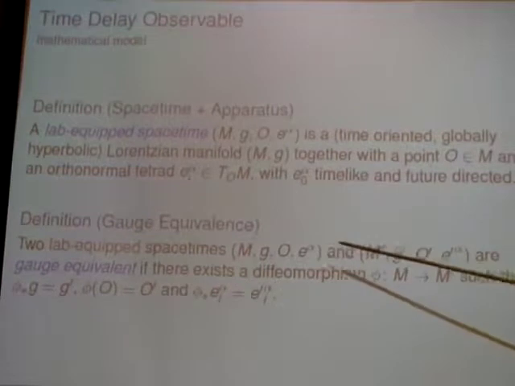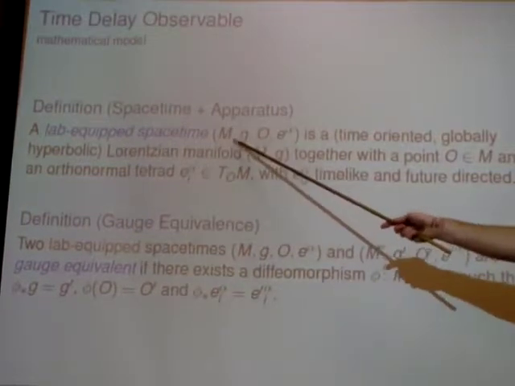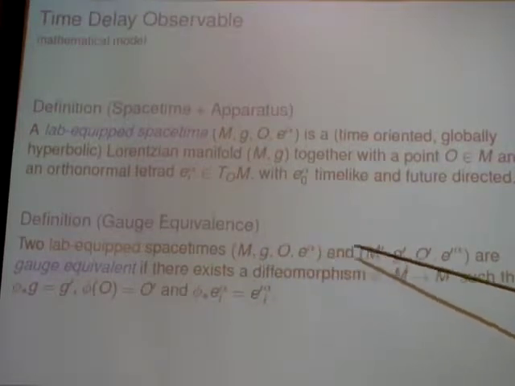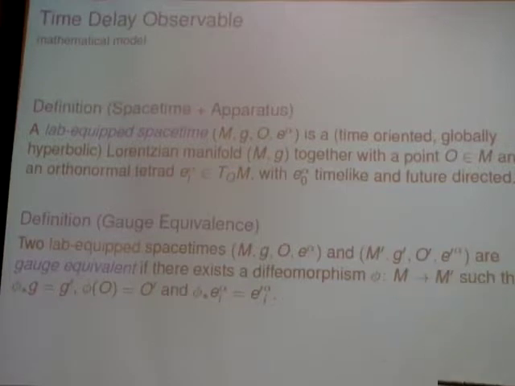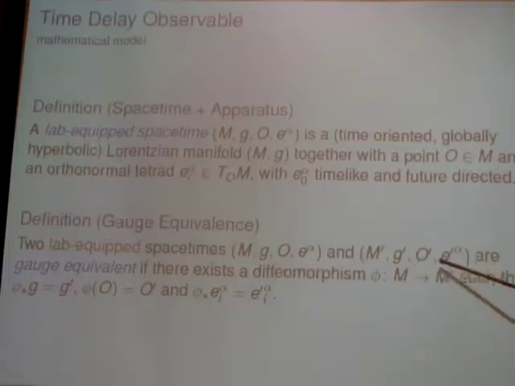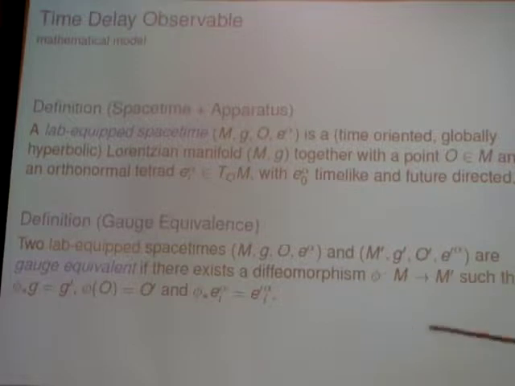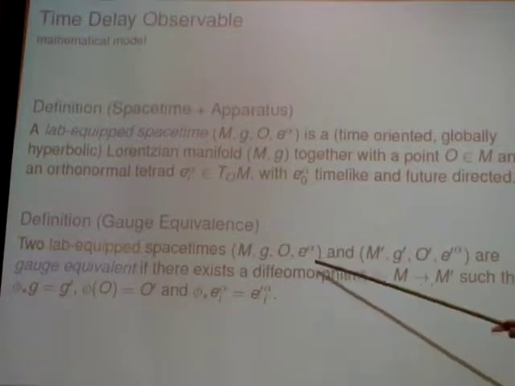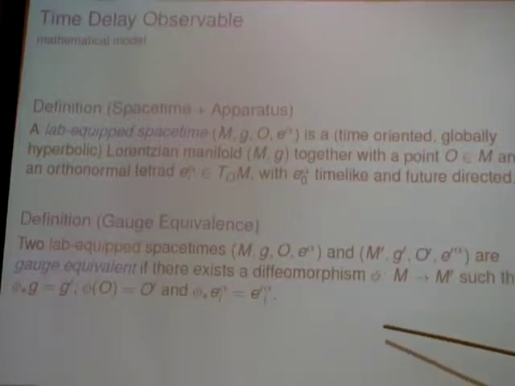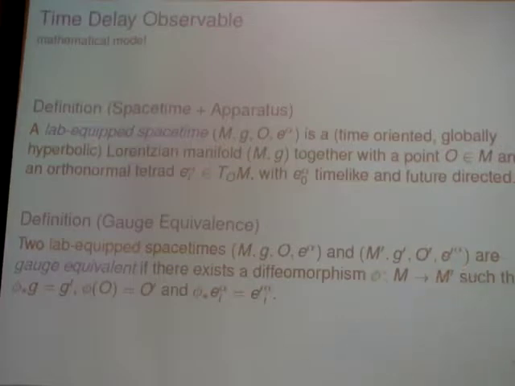And here's the notion of gauge equivalence between a pair of lab-equipped spacetimes. So there's one tuple and there's another tuple with primes. If there's a diffeomorphism from M to M prime, such that the metrics are mapped to each other, so it's an isometry, as well as the special points, O and O prime, are mapped into each other, and at that point the special frames at point O are also mapped into each other, then I say that these lab-equipped spacetimes are gauge equivalent.